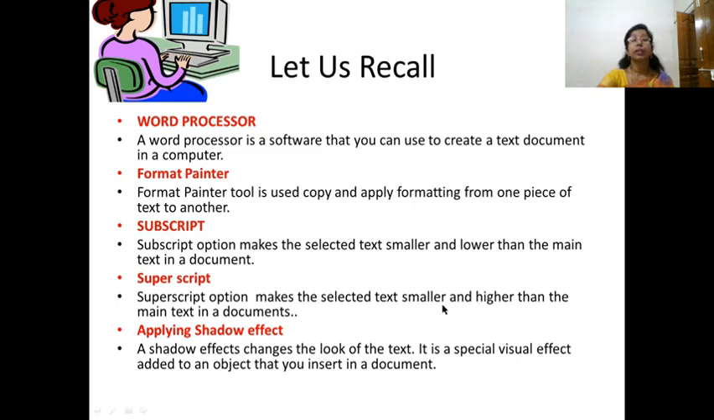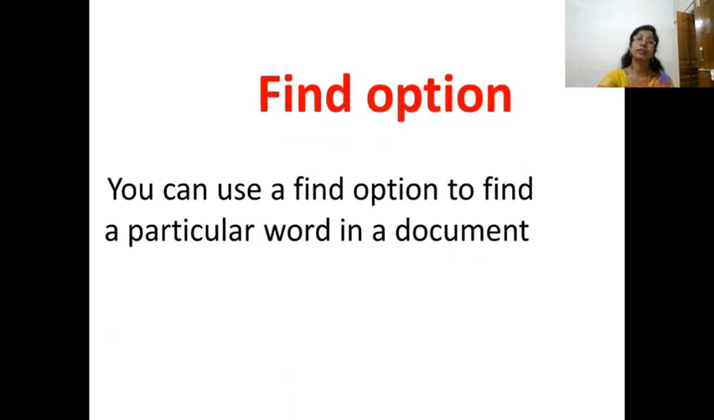Okay. Now we will start with the next topic, find option. You can use a find option to find a particular word in a document in Word. Microsoft Word provides the feature find and replace that enables you to search a word and replace it. So find option is used to find a word. So let's see what are the steps for using it.